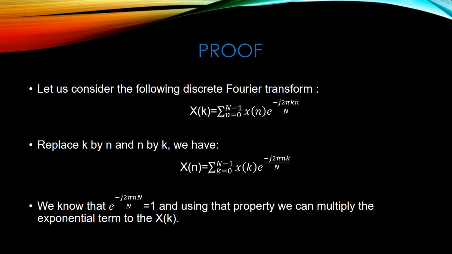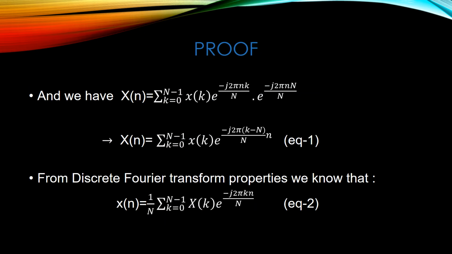We know that e power minus j 2 pi n into capital N divided by capital N equal to 1, and using that property we can multiply the exponential term to the capital X of k, and we have capital X of n equal to sigma x of k into e power minus j 2 pi nk divided by capital N into e power minus j 2 pi n into capital N divided by capital N. That implies capital X of n equal to sigma x of k into e power minus j 2 pi (k minus capital N) into small n divided by capital N. It can be considered as equation 1.